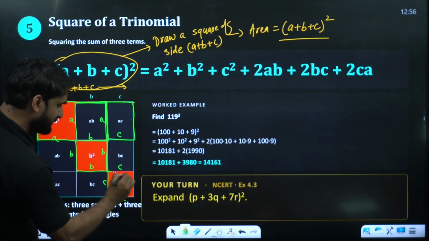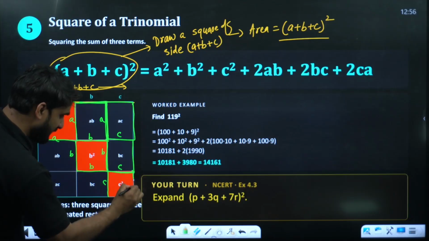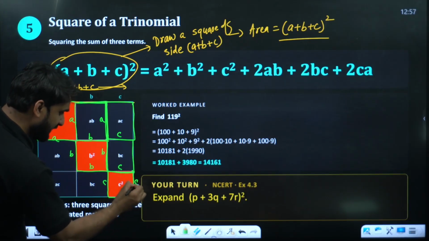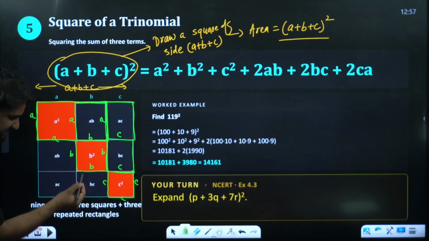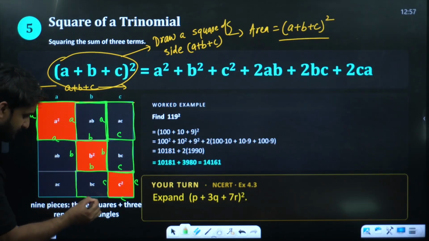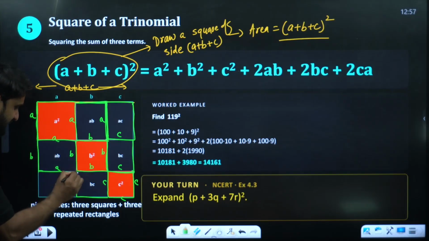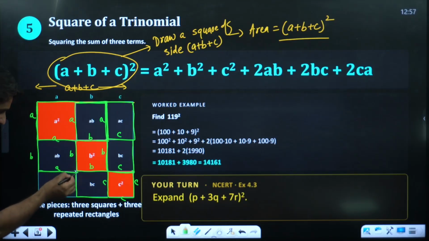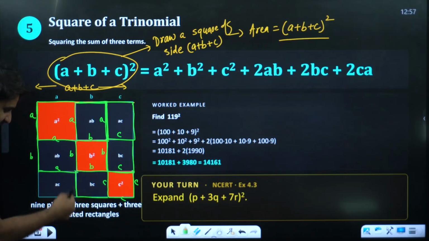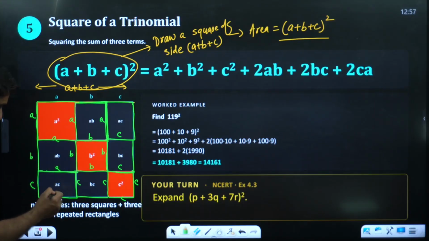So we have this rectangle of side B and C, the area will be BC. And we have a square here of side C, so the area will be C square. And here this is B, this is C, so the area will be BC. And here, this is B, this is A, so this is a rectangle, and that's why the area is AB. And here this is C and this is A, so the area is AC.